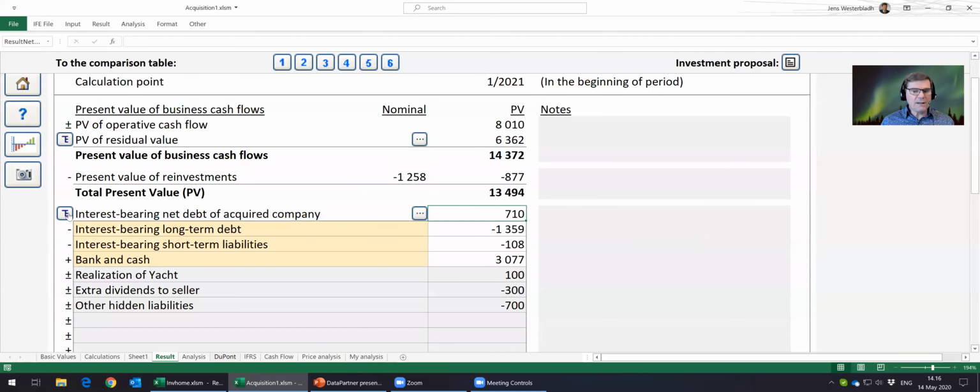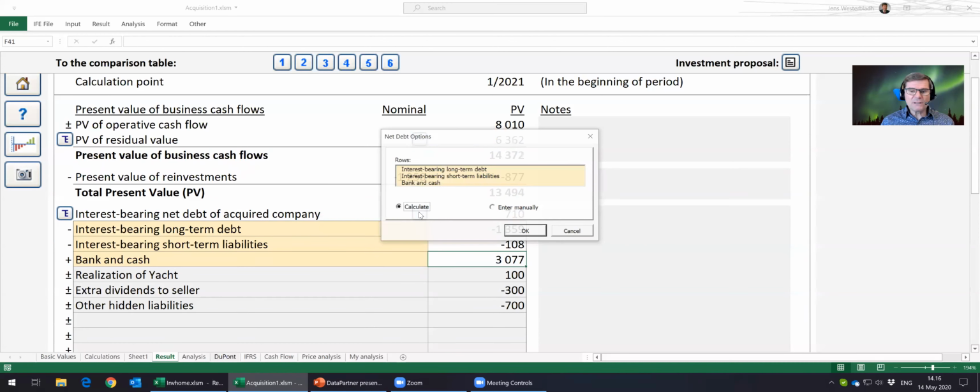Let's open it, and we see that automatically it deducts the interest-bearing long-term debt in the opening balance. 1.3 million is deducted. It has to be repaid. Then it deducts the interest-bearing short-term liabilities, 108,000. And then it also automatically adds the bank and cash. That's liquid money you can use immediately.